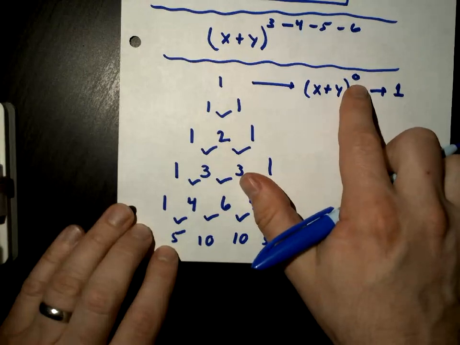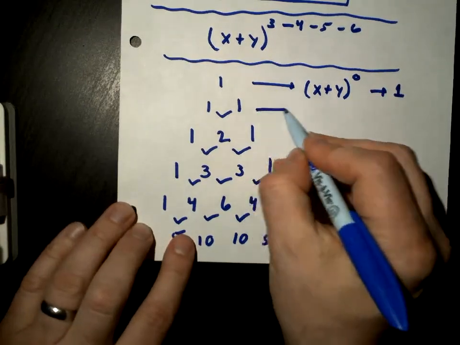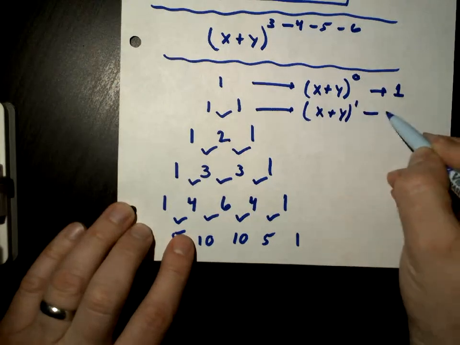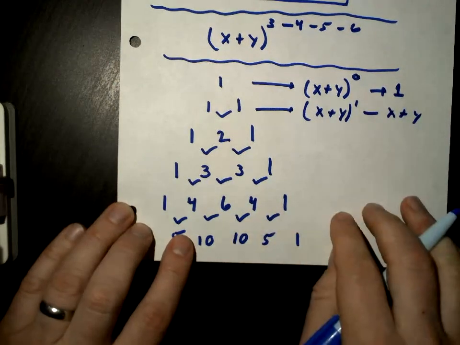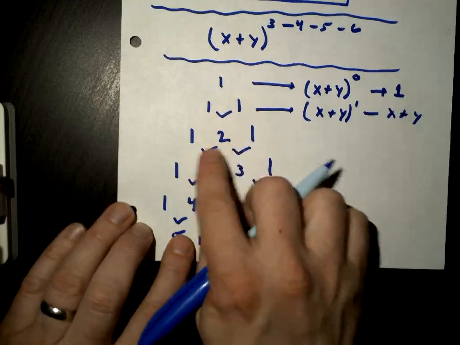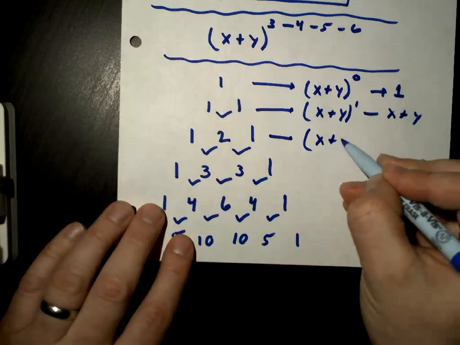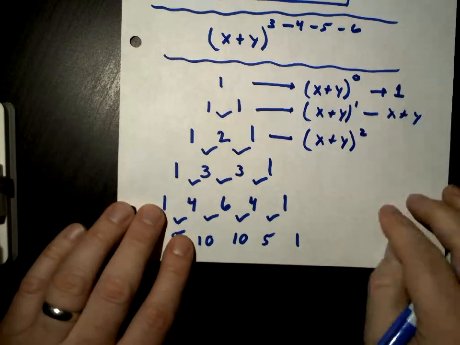Anything to the 0 power is 1. Well, that's kind of the true thing with this one. To the first power, it's just x plus y. That's what that means. Well, now you're going to get into what we call the second power.